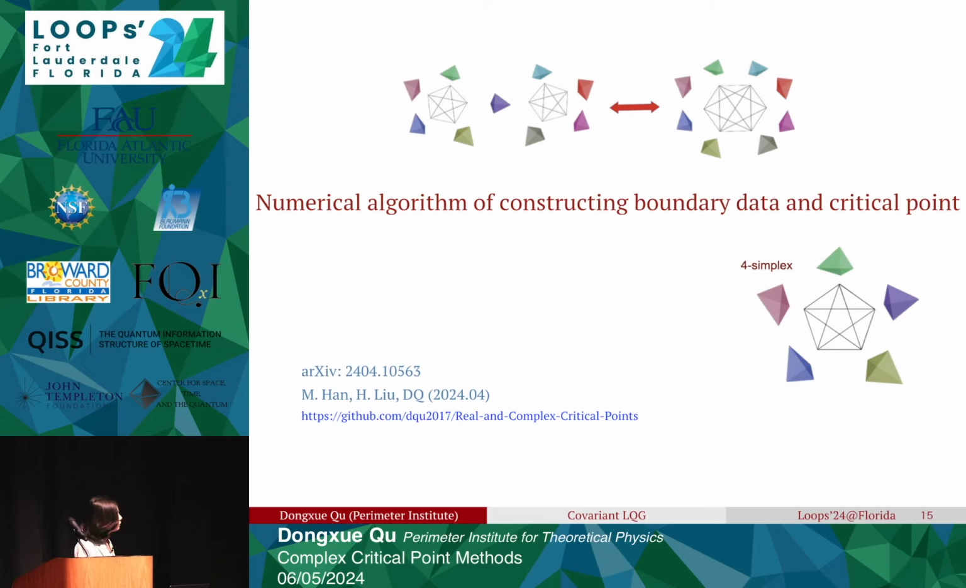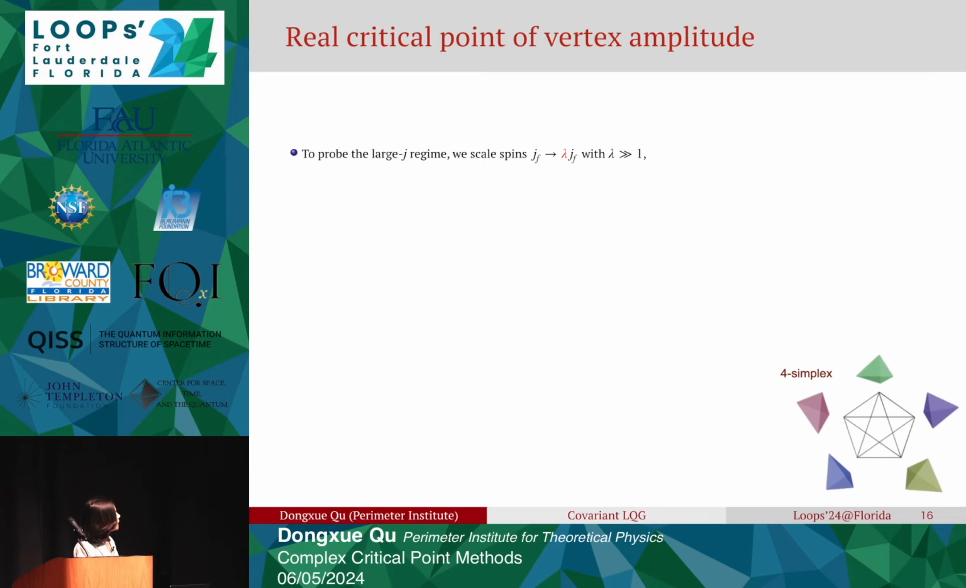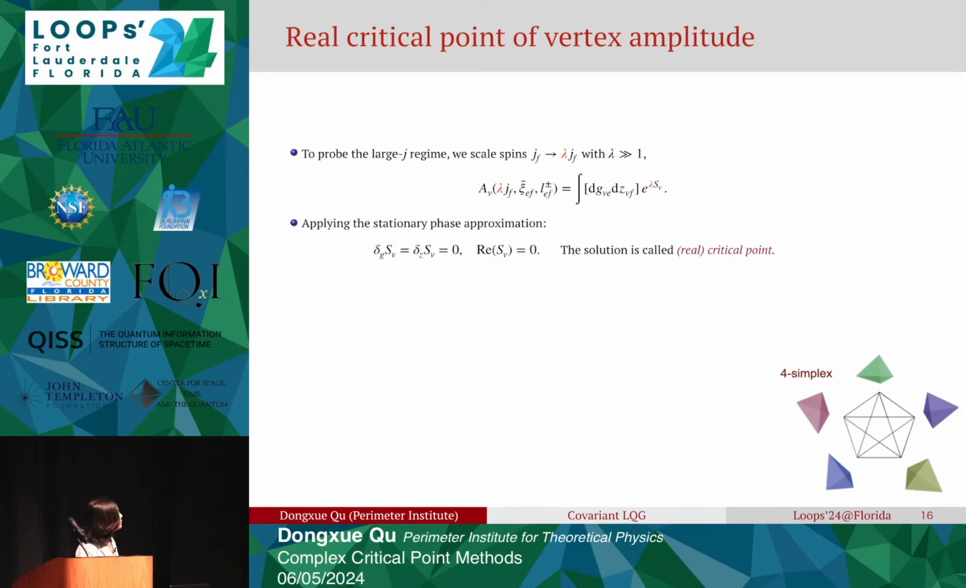We already have a very concrete mathematical package posted on GitHub. So if you are interested, just download and look at it. The idea is, I will use the vertex amplitude as an example to introduce what the real critical point is. So when we probe the large j regime, we will scale the spins by a large number lambda. And in the end, the action will also be scaled. So then we can apply the stationary phase approximation to the action, and the solution to the critical equation gives us the critical point.